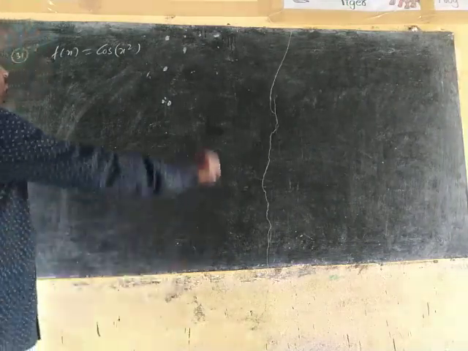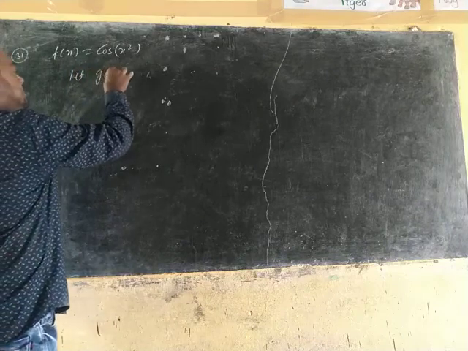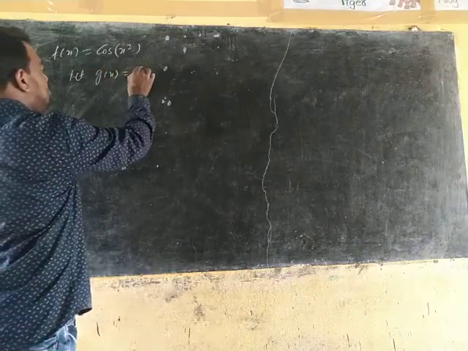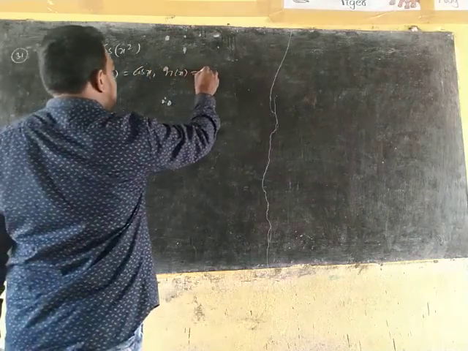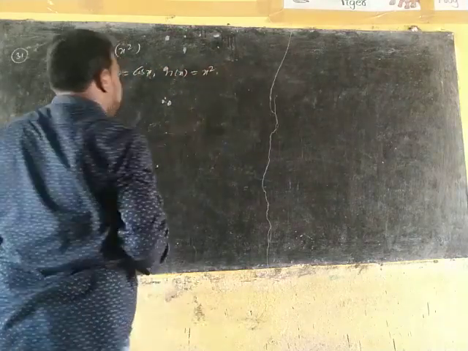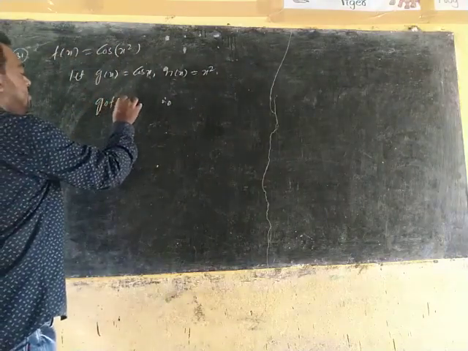See now, what I am assuming: let g of x equals cos x and h of x equals, I am assuming, x square. Now g circle f of x I am finding.